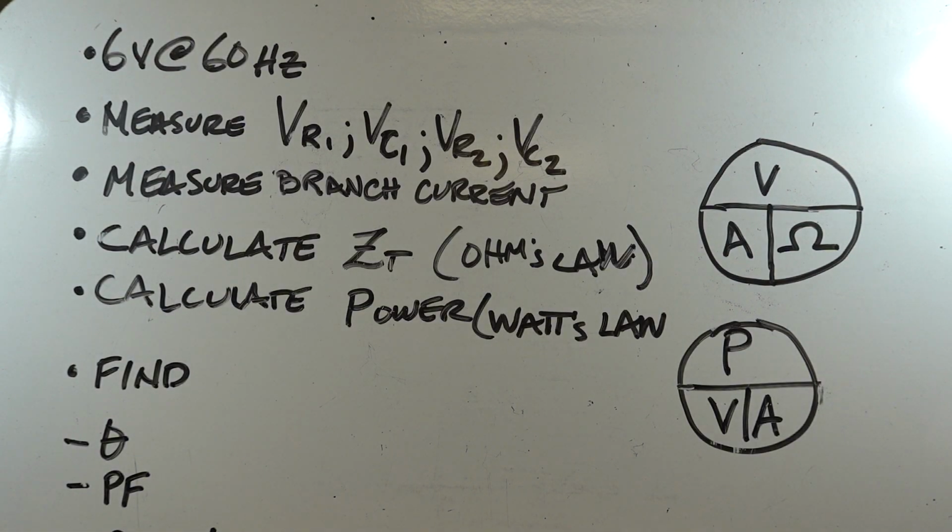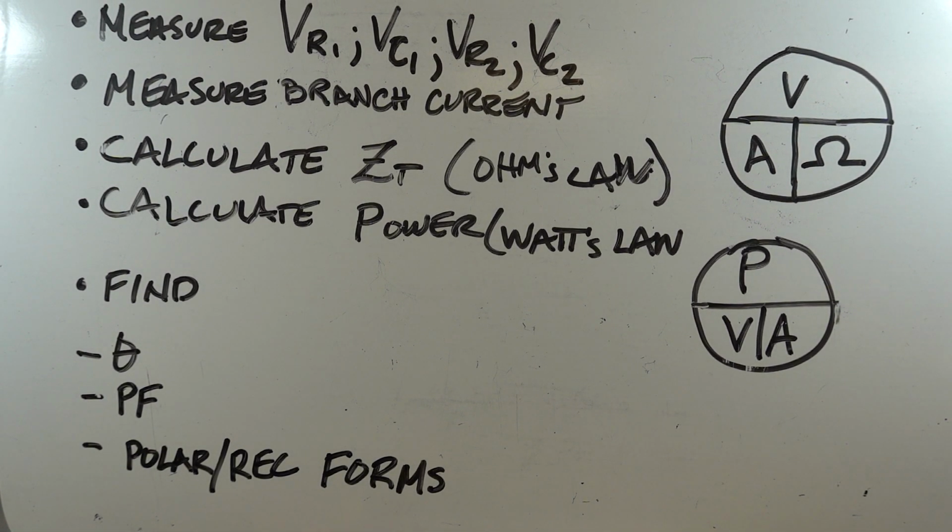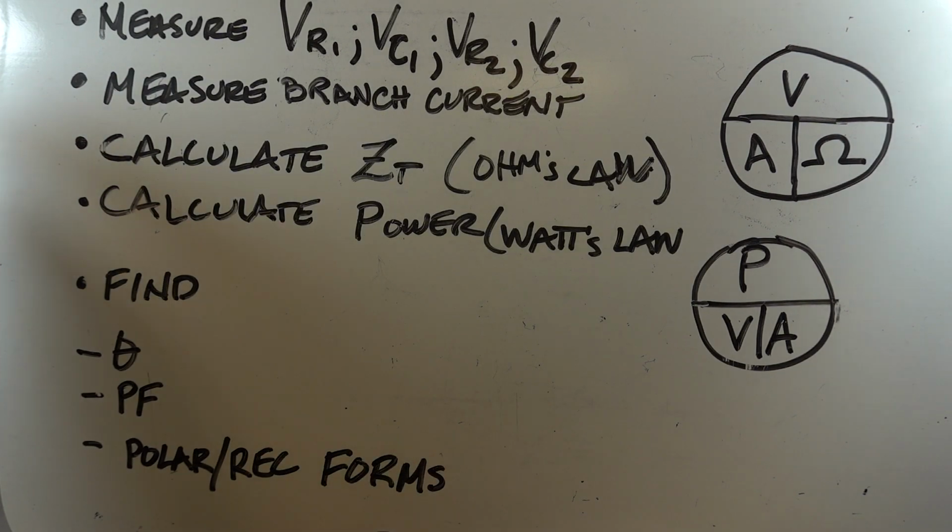We're going to make sure our power supply is set for 6 volts at 60 hertz. We're going to measure each one of the voltage drops, and since this is parallel, it is obvious what the voltage should be. We're going to measure individual branch currents. So we're going to measure the current that goes through R1 and then C1 and then R2 and then C2. We're also going to calculate the total impedance by using Ohm's law, and we're going to calculate the power by using Watt's law. You will need to find theta, the power factor, and we're also going to ask you to figure out the polar and rectangular forms of this particular circuit.